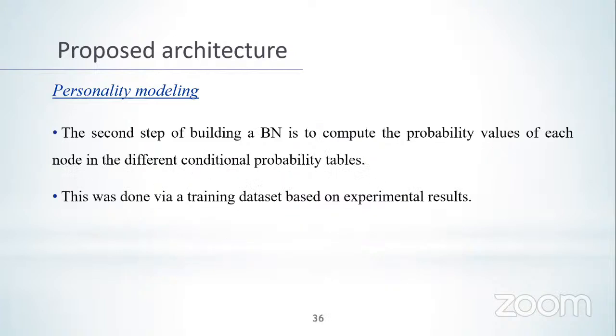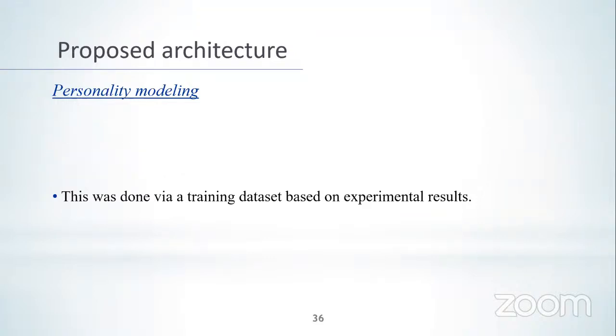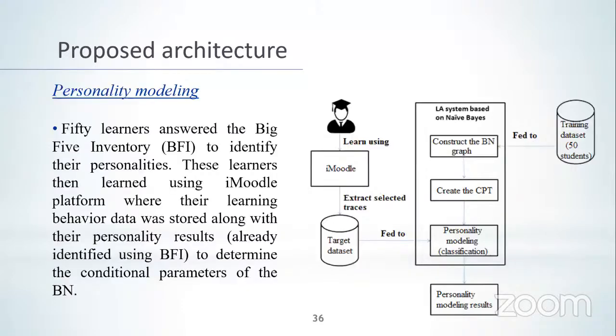The next step of building a Bayesian network is to compute the probability values of each node in different conditional probability tables. This was done via a training data set based on experimental results. In our case, 50 learners answered the Big Five Inventory to identify their personalities using the traditional questionnaire. These learners then learned using the iModel platform, where their learning behavior data was stored along with their personalities extracted using the BFI to determine the conditional parameters of the Bayesian network.